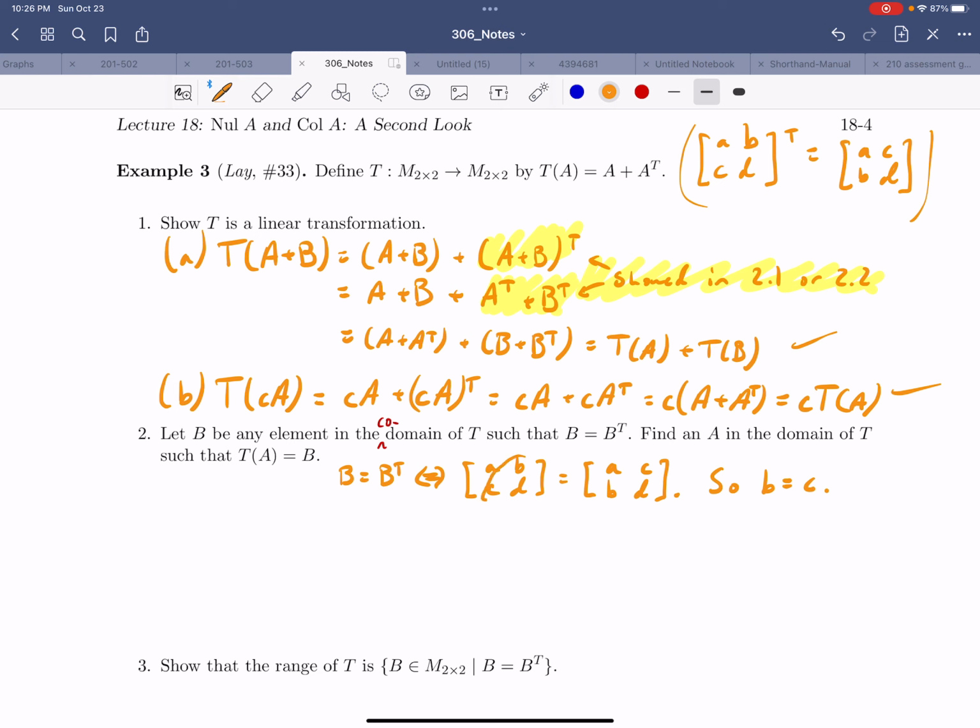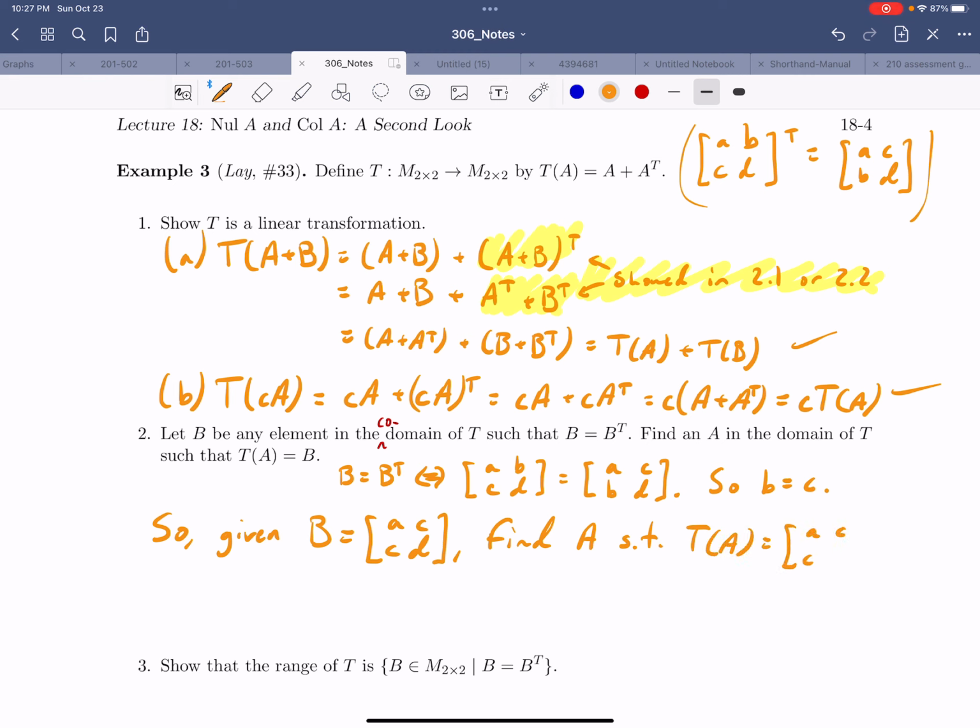Okay? So that's what we're looking for. A matrix whose entries here are both the same thing. So let's say, given a matrix B, which equals [A, B; B, D], actually, I'll call this [C, C; C, D], because we said that these two entries had to be the same. So I'll call them the same thing. We want to find a matrix A such that T of A equals [A, C; C, D].